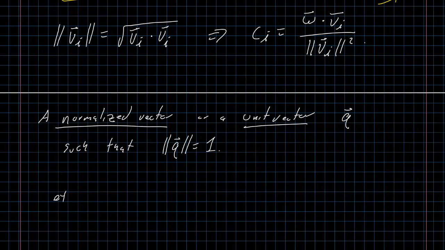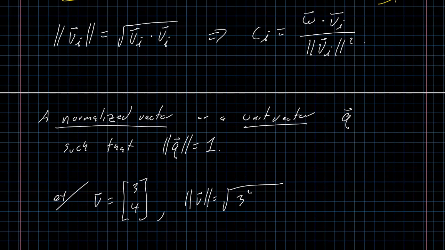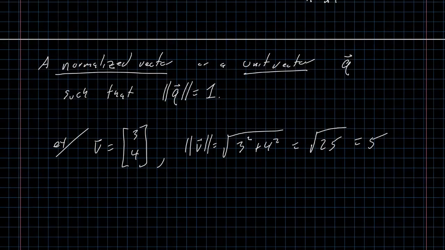Now, let's look at a quick example. If I have vector v, just a two-dimensional vector, (3, 4). I chose this because it's a Pythagorean triple. The norm of v is equal to the square root of 3 squared plus 4 squared, which is the square root of 25, which is 5. And so if I divide the vector by 5, vector q is 1/5 vector v. That's in components, 3/5, 4/5.